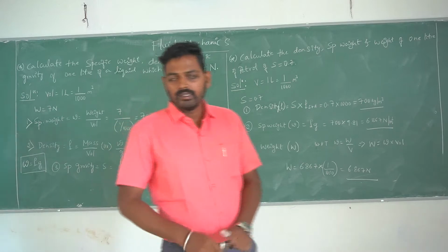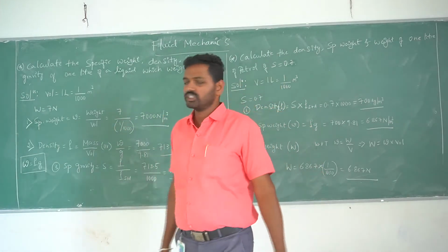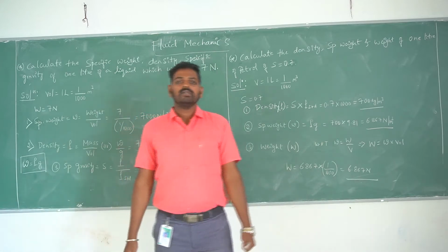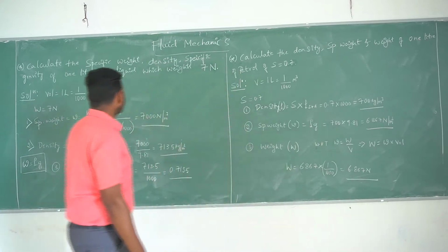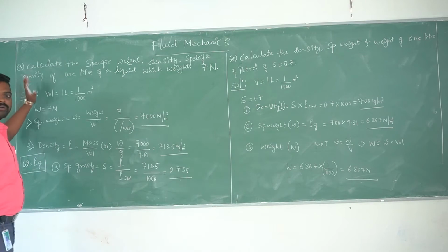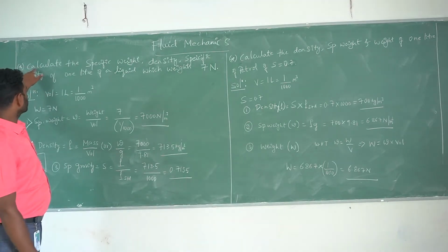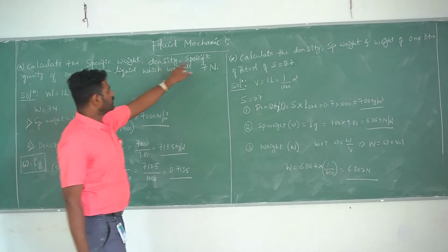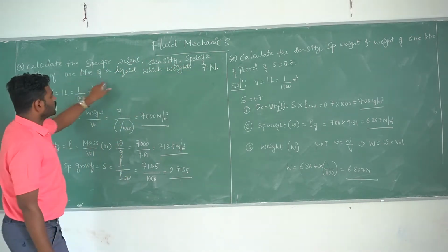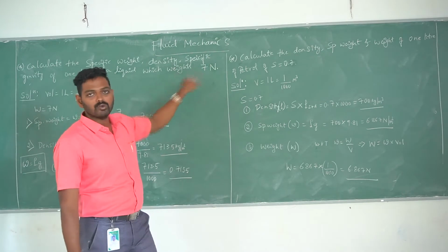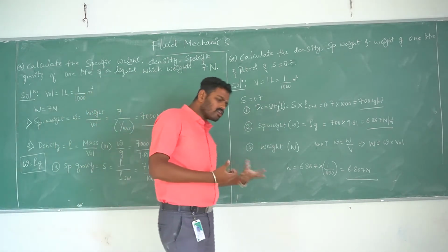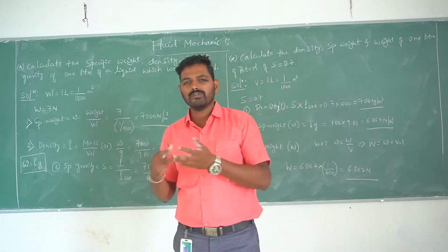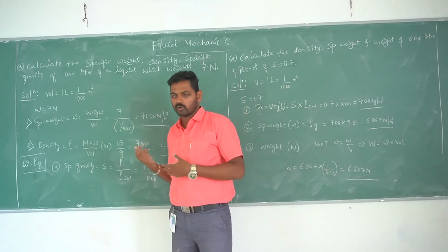Hi everyone. So in this third session, we are going to start with the numericals on the primary properties of the fluids. In this session, we can see there are two examples. The first one: calculate the specific weight, density, and specific gravity of 1 liter of a liquid which weighs 7 Newton. In solving numericals, we can see different types of words that I have used in the primary properties.